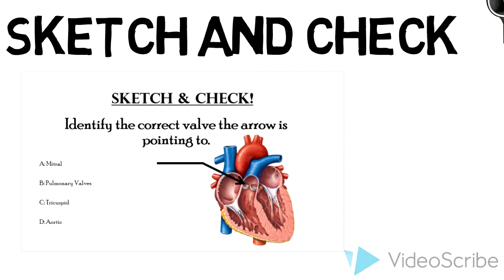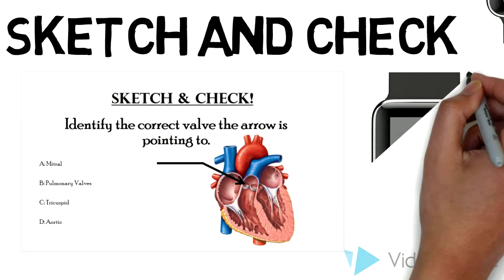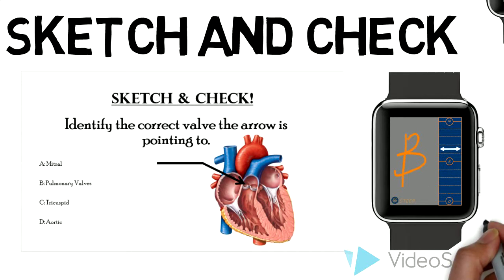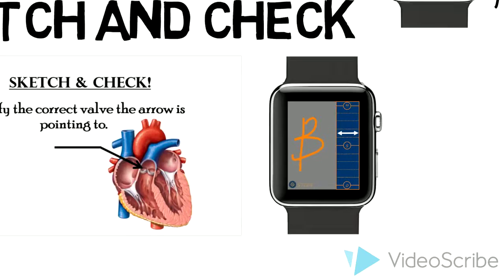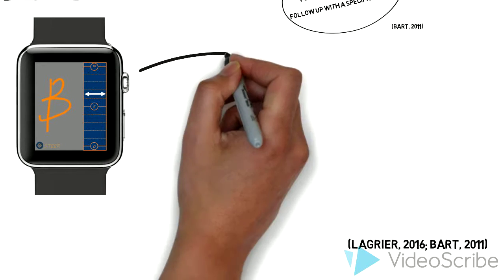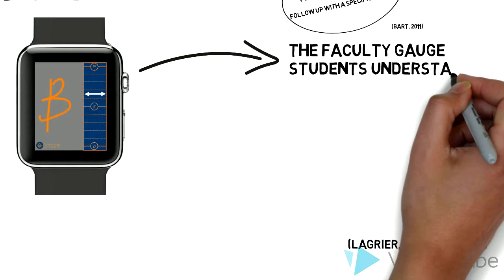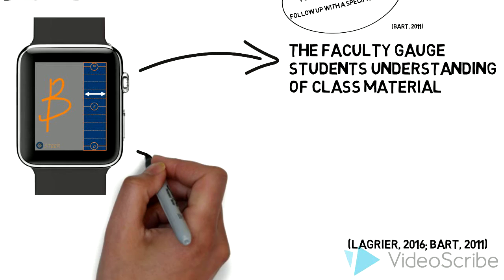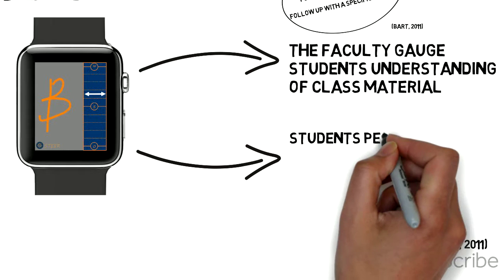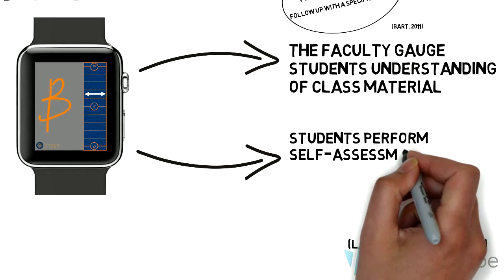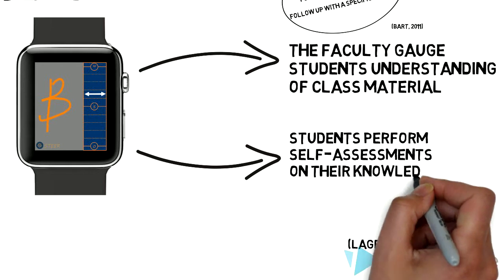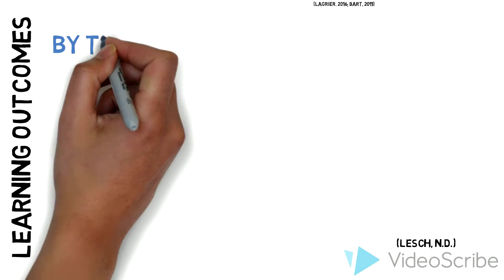The second feature, Sketch and Check, works in a similar fashion as a clicker would. During the lecture, the professor presents a multiple choice question. An example of the assignment is shown. Using the Apple Watch's digital touch technology, the letter gets drawn on the Apple Watch and sent to the instructor's computer. Sketch and Check accomplishes two things simultaneously. First, the professor can gauge students' understanding of the content through their answers, and secondly, students can conduct self-assessments on their progress in class.